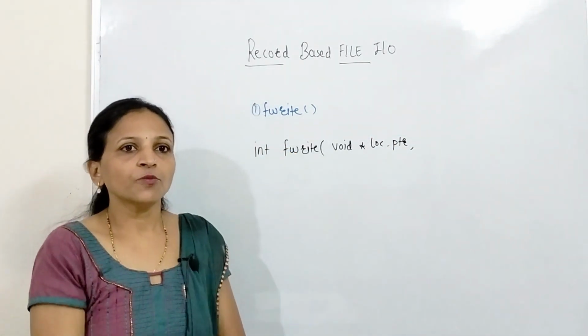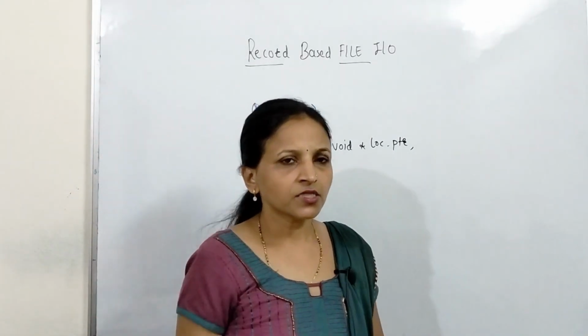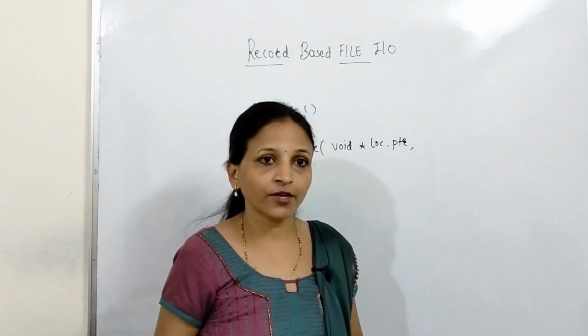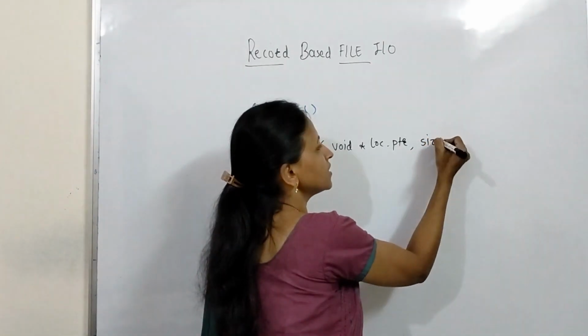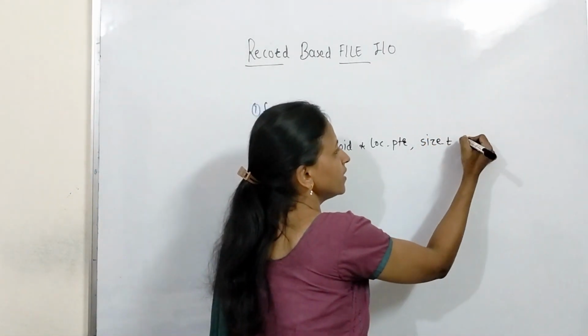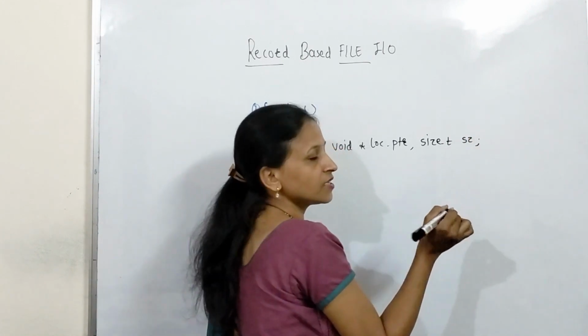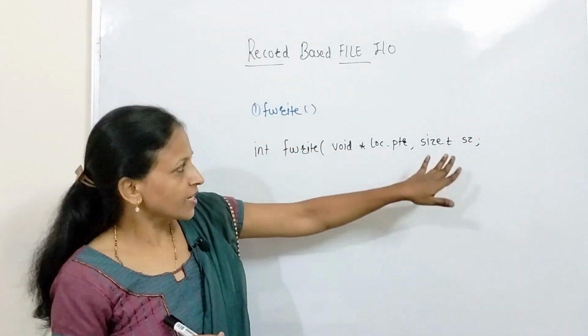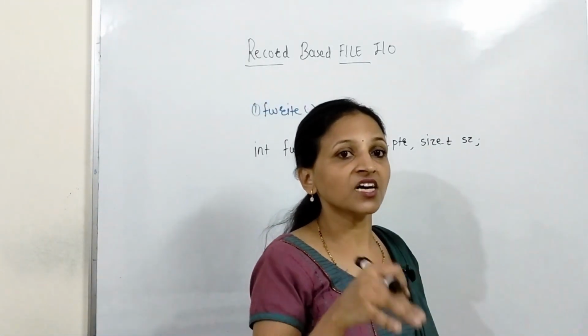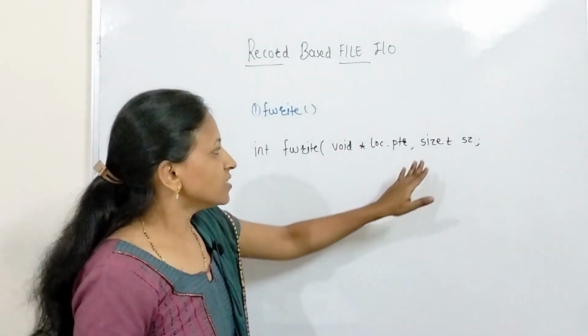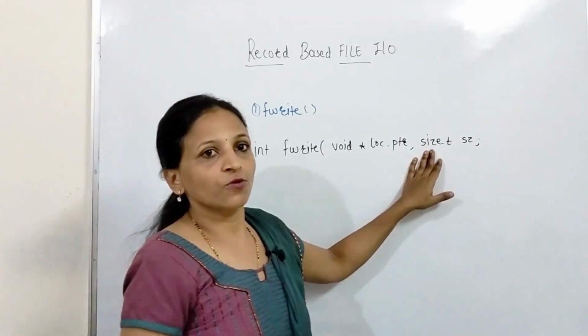Now the second argument is nothing but the size of that record. You have to pass size here, and the data type is size_t, let's say sz, that is nothing but the size of a record. Here size_t is a data type. Actually size_t represents an unsigned integer, that is a predefined macro.